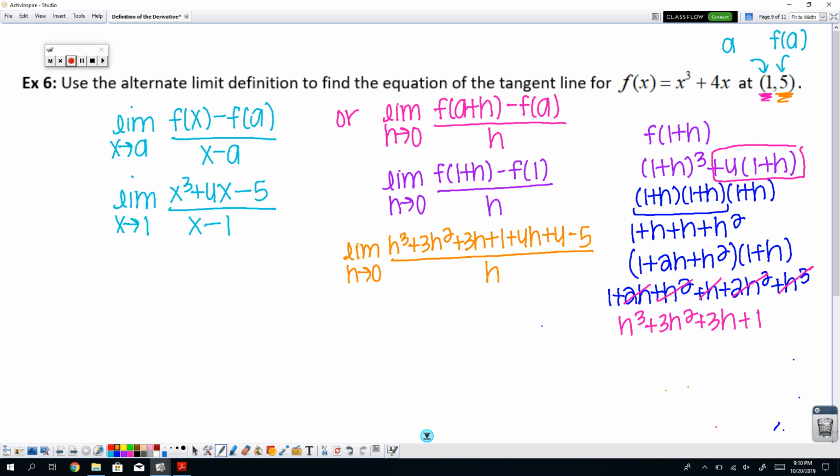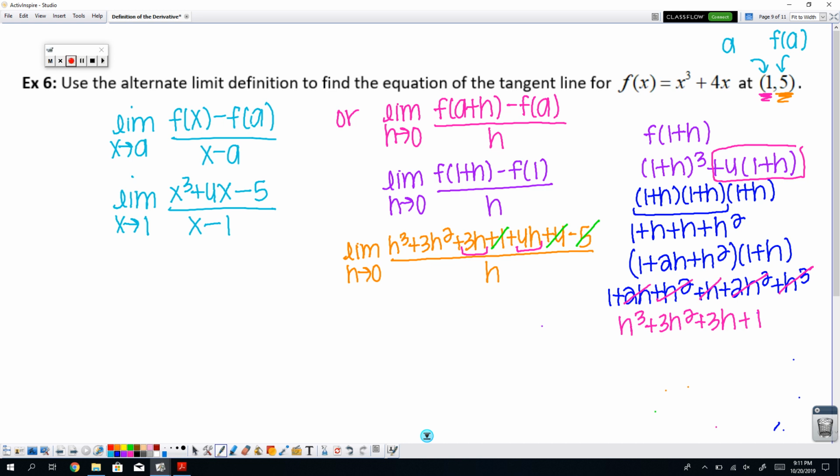All over h. Now we need to look very carefully. Are there things that we can get rid of? h cubed, there are no other h cubes. 3h squared, there are no other h squareds. Oh, 3h and 4h can go together. And then it looks like I have plus 1 plus 4 minus 5. That's 5 minus 5.